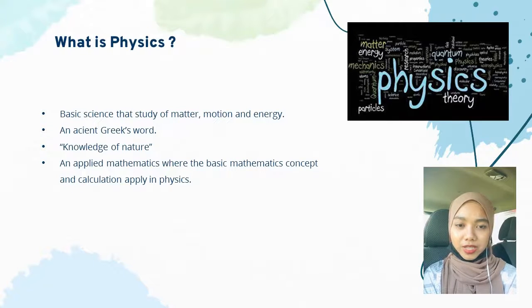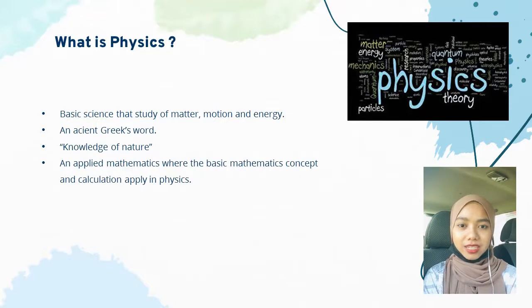What is physics? Physics is a basic science that studies matter, motion and energy. The word physics comes from an ancient Greek word that means knowledge of nature. Physics looks at how everything around us behaves and tries to find the explanation, and that's why it's claimed that there must be some fundamental rules that govern everything around us. In other words, physics is like an applied mathematics, where the basic mathematical concepts and calculations are applied in physics to prove the theory and law.